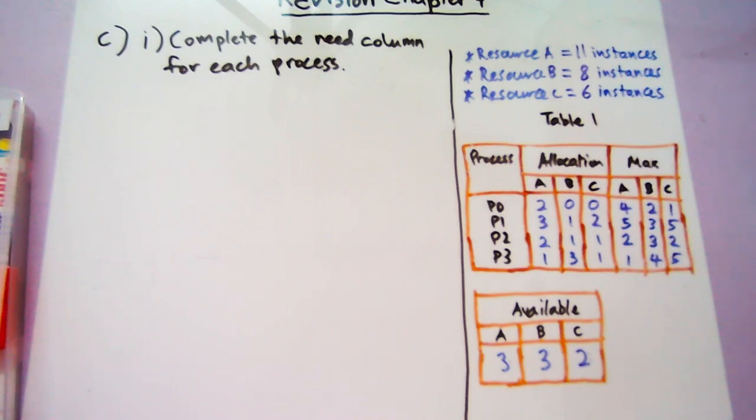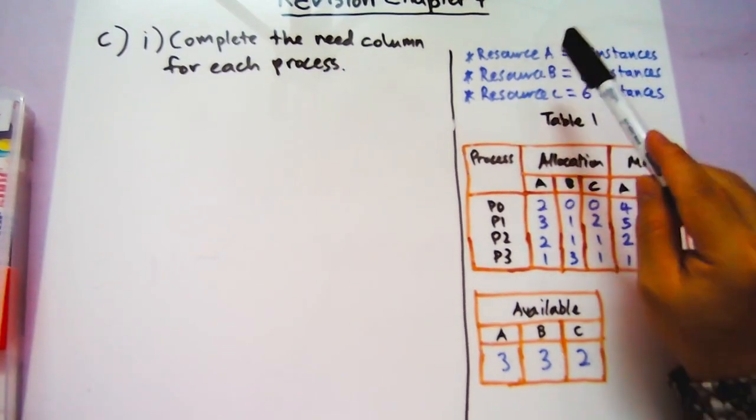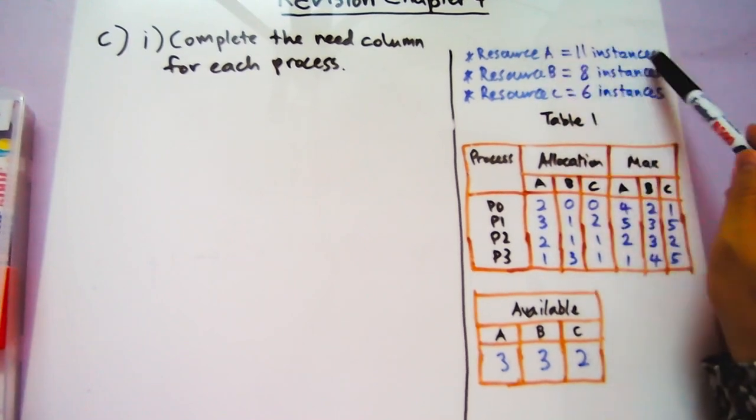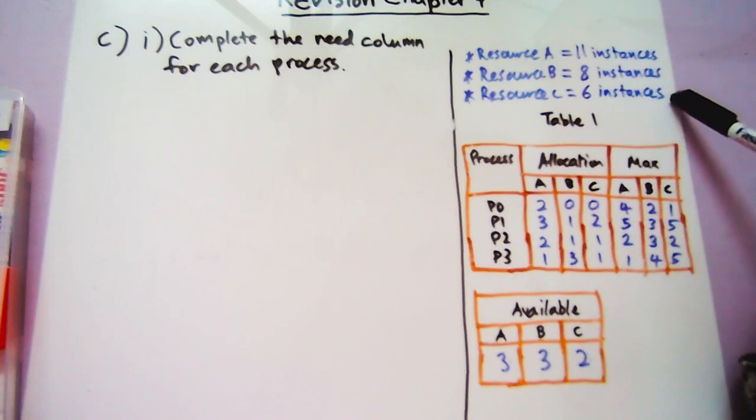Question C consists of 4 sections, namely C1, C2, C3, and C4. Let's proceed directly to the first question, which is to complete the need column for each process. We have been given information in the question as follows. Firstly, resource A has 11 instances, resource B has 8 instances, and resource C has 6 instances.